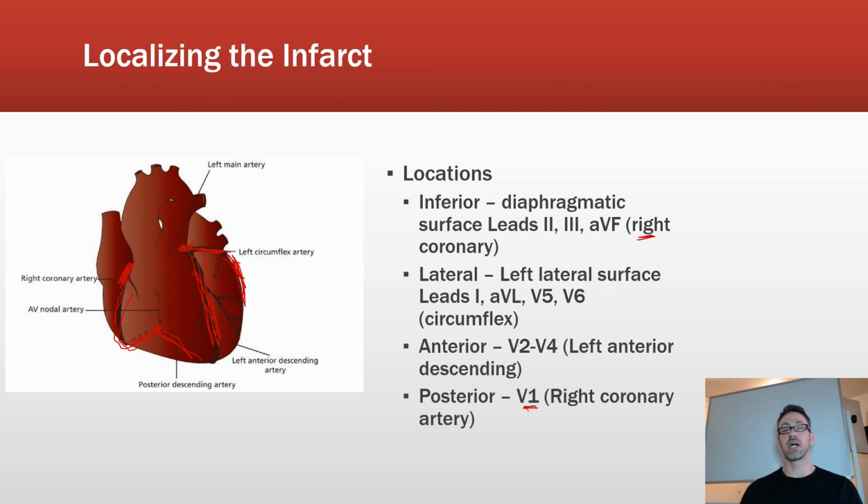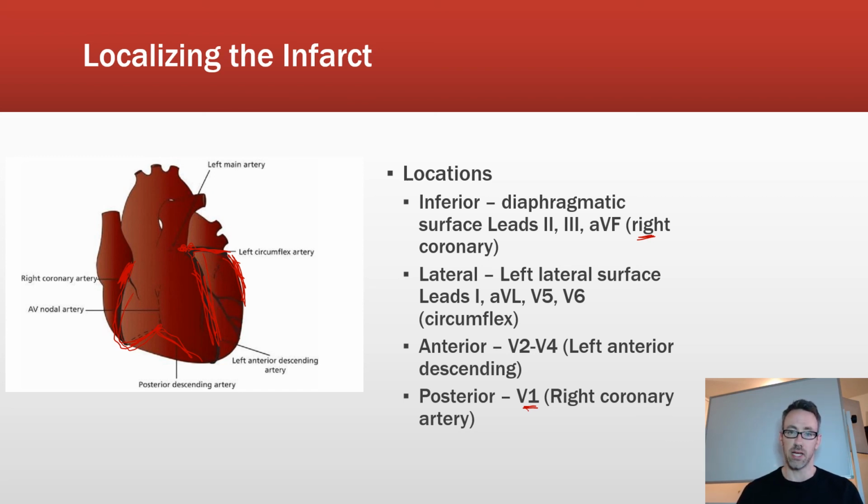Now remember, there could be combinations. For example, you might see ST segment elevations in 1, AVL, V5, and V6, but you're also seeing them in V2, V3, and V4. That could mean that both the anterior and lateral aspects of the left ventricle have infarction, so both the left circumflex and the left anterior descending. It could be that both are occluded, and that's why you're seeing the ST segment elevations.